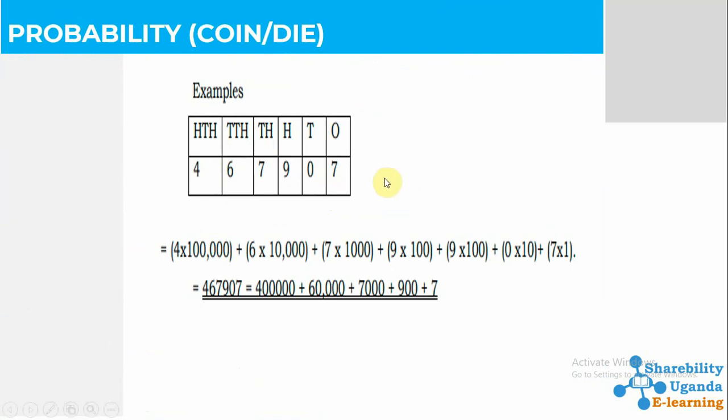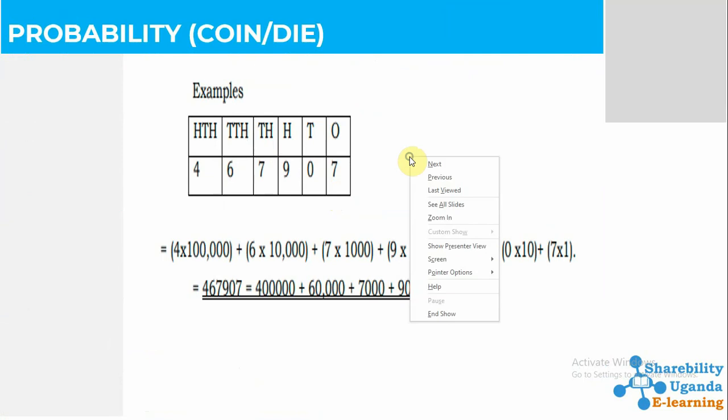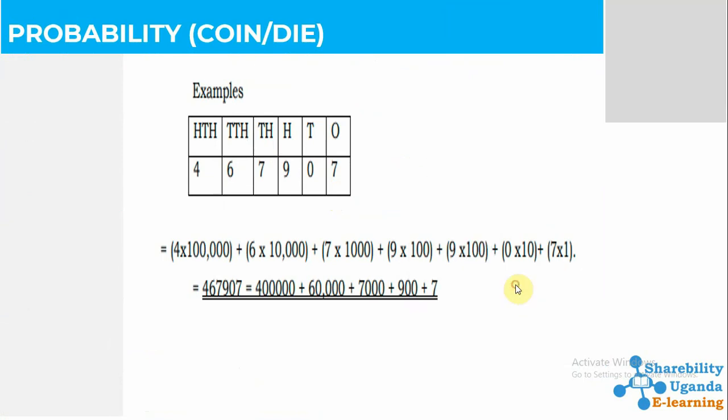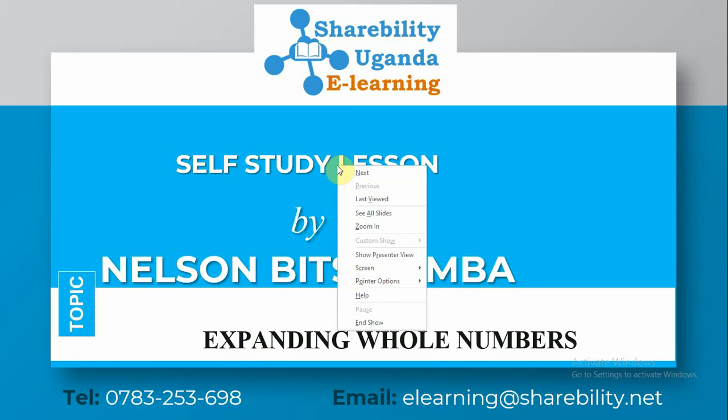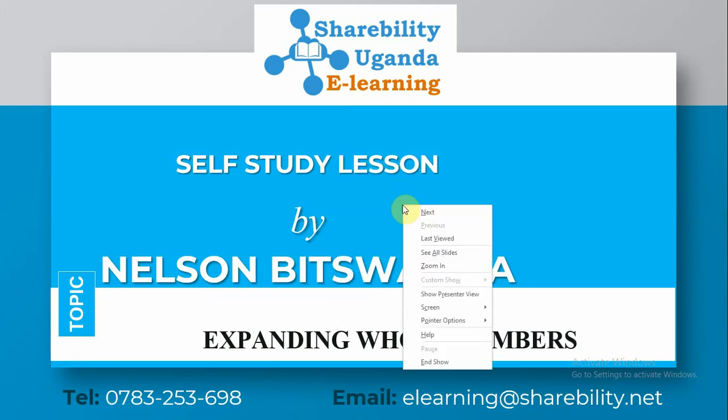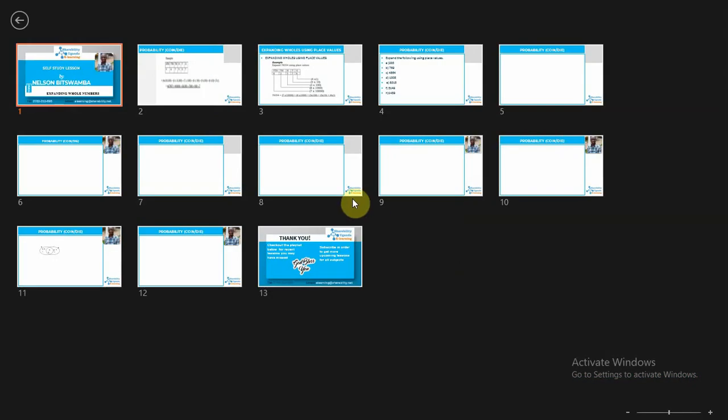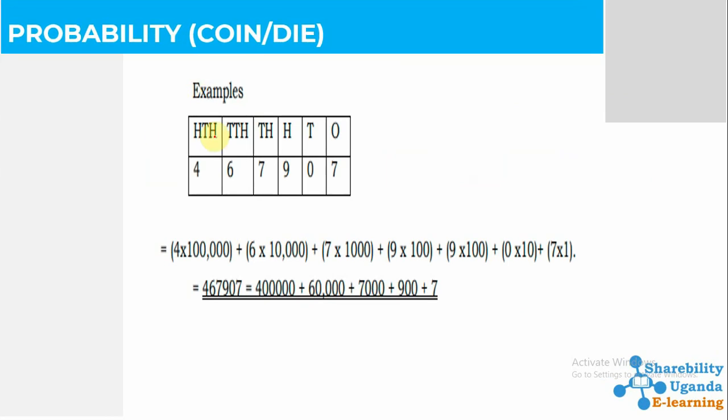For example, we have been given this number. Let me get a pen tool to demonstrate it more. We have been given the numbers 4, 6, 7, 9, then 0, then 7.